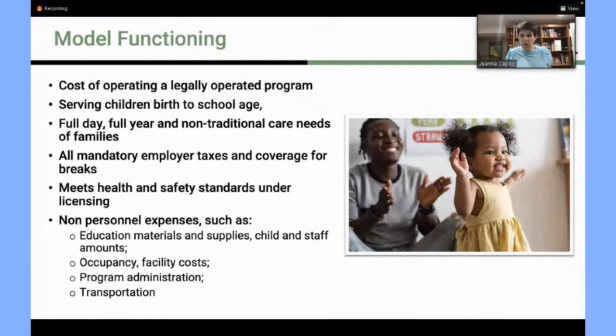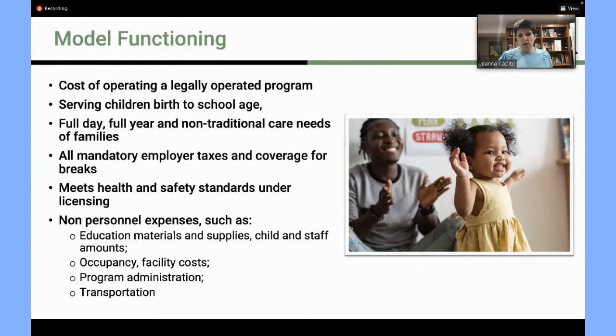The model does allow for the option of understanding the cost related to non-traditional hours of care, so FFN and family childcare settings that provide care overnight or on the weekends. We did not run those scenarios for today, but always want to remind you that the model does allow for that functionality when we talk through other scenarios that we run. As part of thinking about that idea of a legally operated program, it does include all of the mandatory employer taxes and coverage for breaks as far as how the staffing pattern is developed and how we think about the total costs related to the positions in the scenarios. And that's in the case of all the types of scenarios: center-based, family childcare, and FFN.